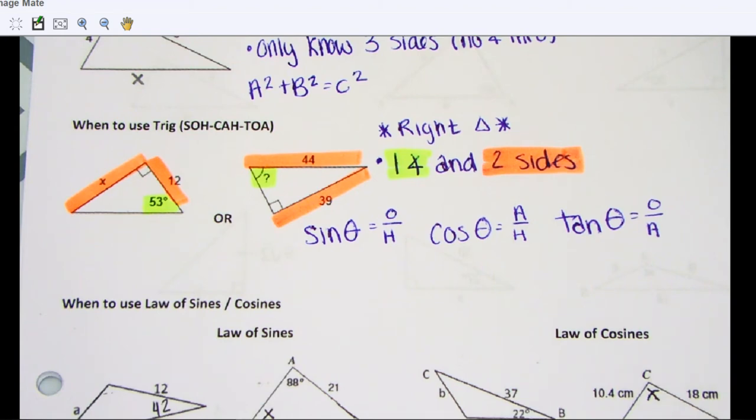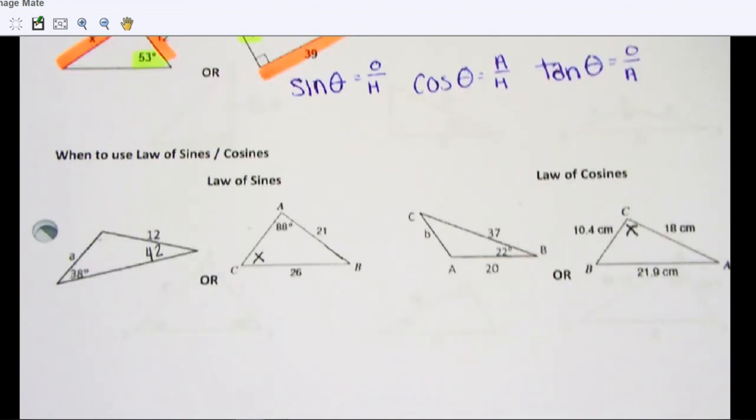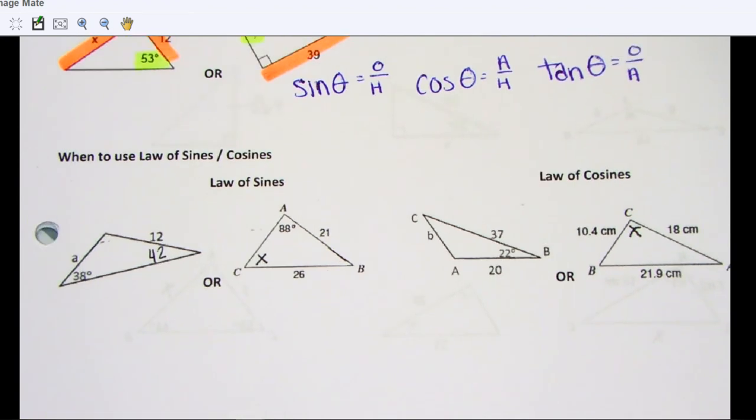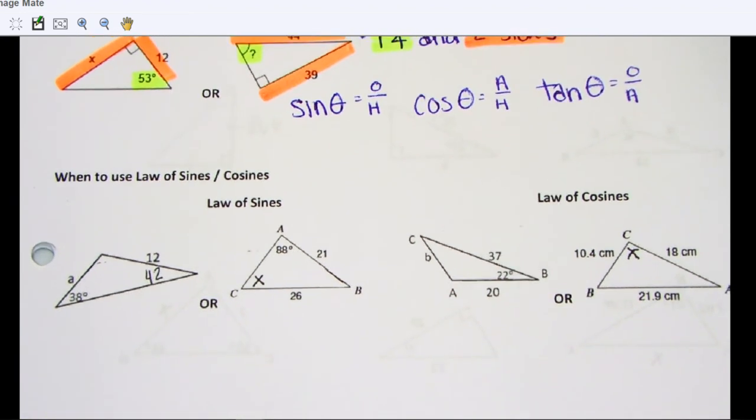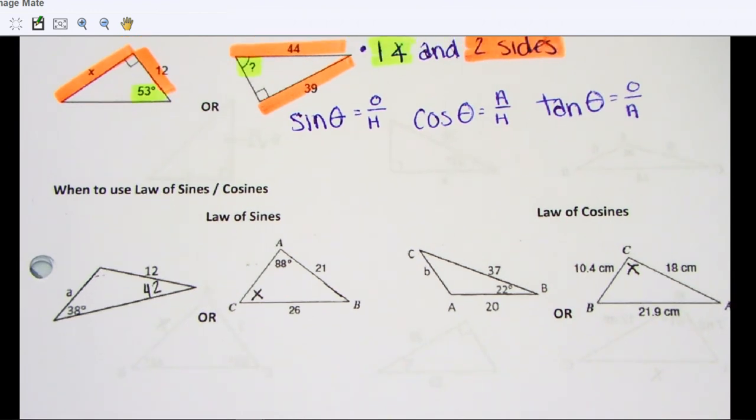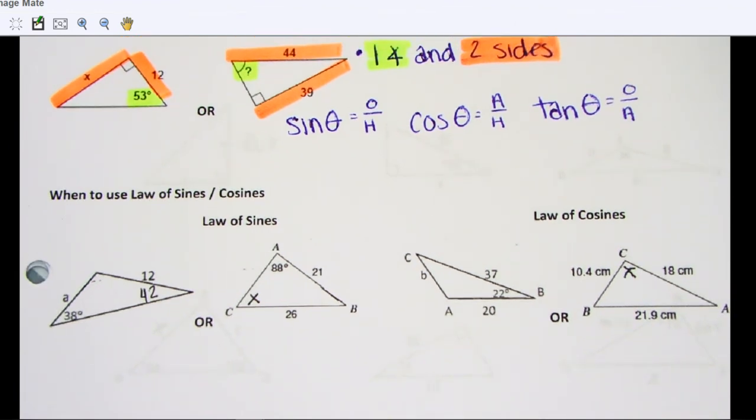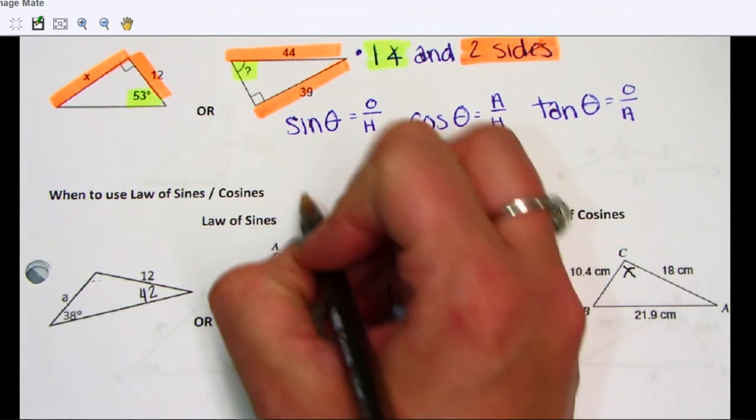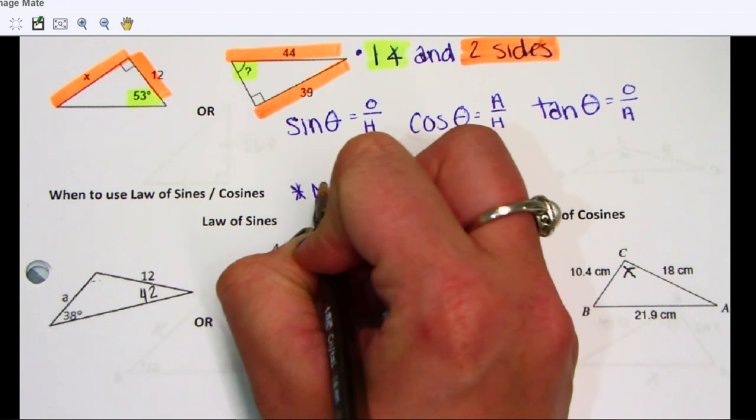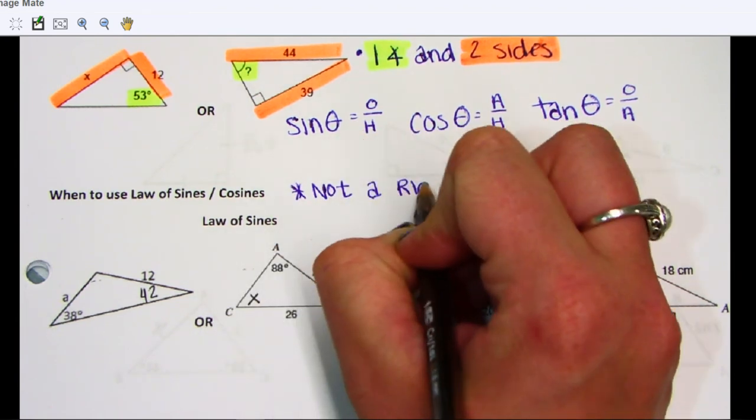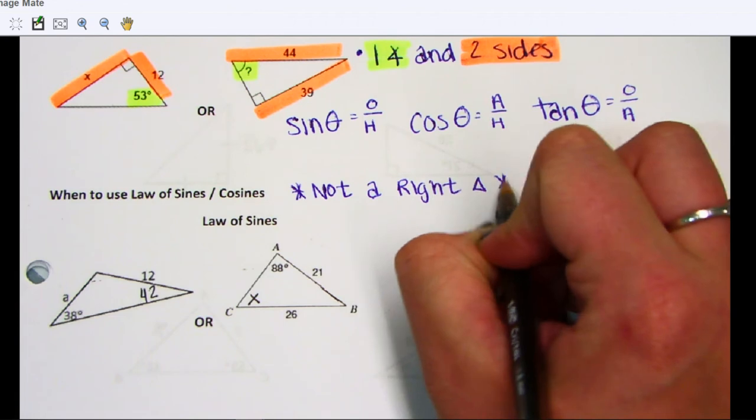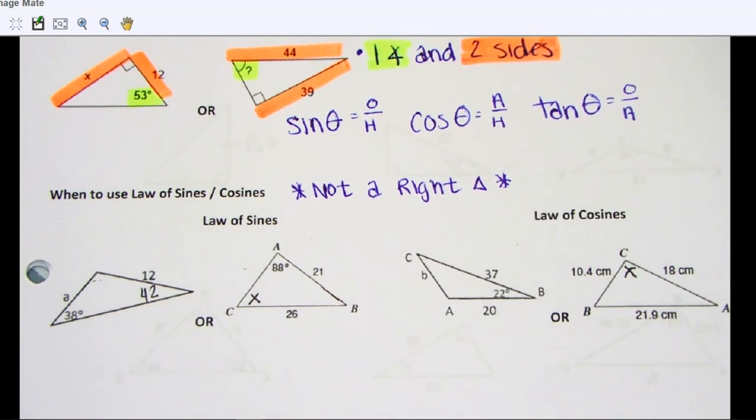Next, we move on to law of sines and law of cosines. Now, the law of sines and the law of cosines, let me move that up for you so you can see it. The law of sines and the law of cosines, it depends on what kind of triangle you have. When I use the law of sines versus the law of cosines, it is not a right triangle. That's important. You don't want to waste your time trying to do SOHCAHTOA if it's not possible to do. So law of sines, law of cosines, those are for not right triangles.